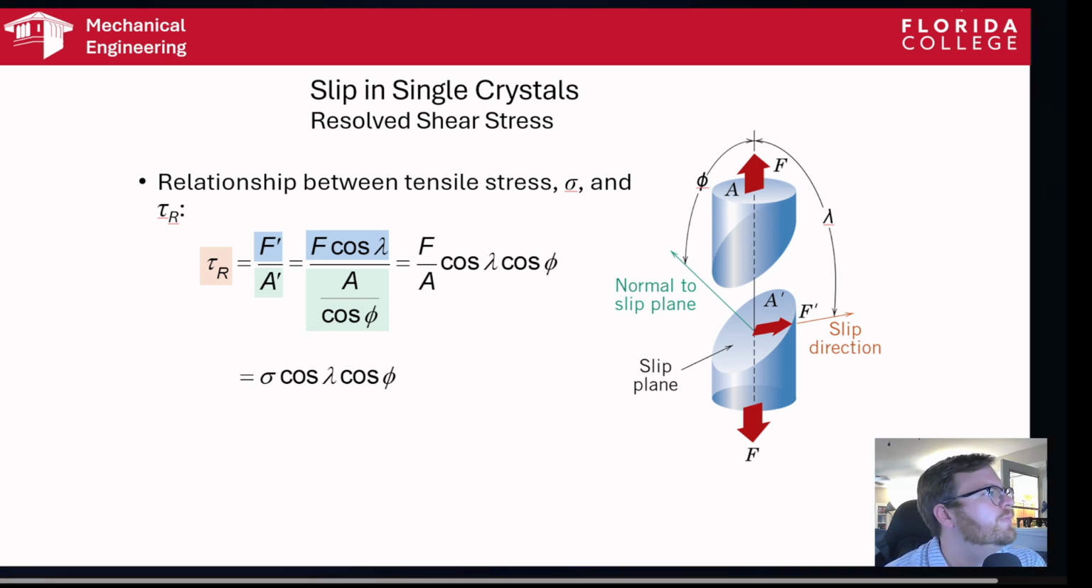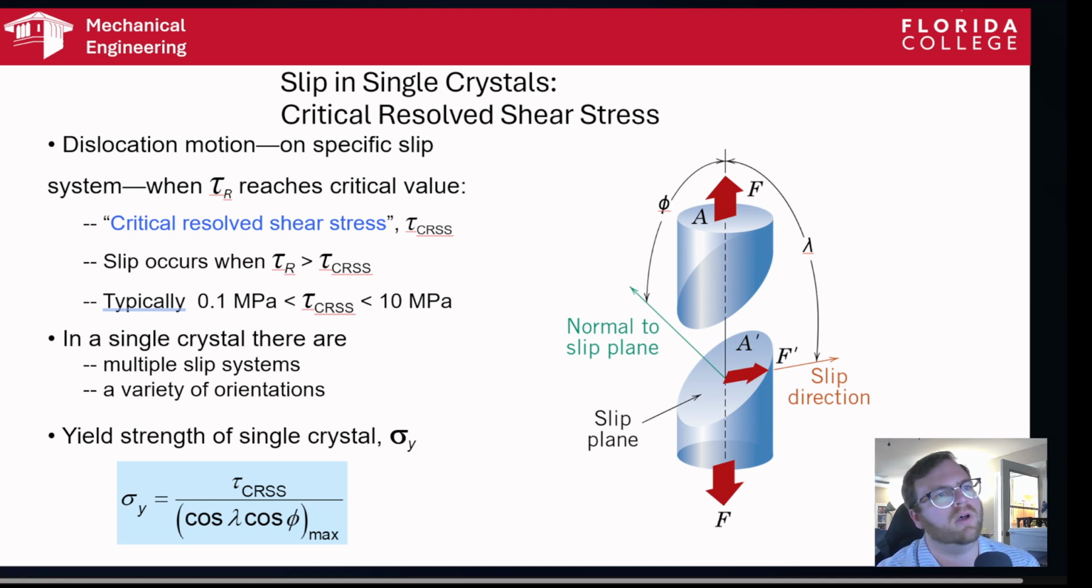Okay, so now we're going to talk about critical resolved shear stress. Basically, there's a critical value of resolved shear stress along the slip plane that will be the point at which slip will begin to occur. When we talk about critical resolved shear stress, it's a lot like yield stress, for example, but in this specific scenario, and it's a shear stress that we're talking about here.